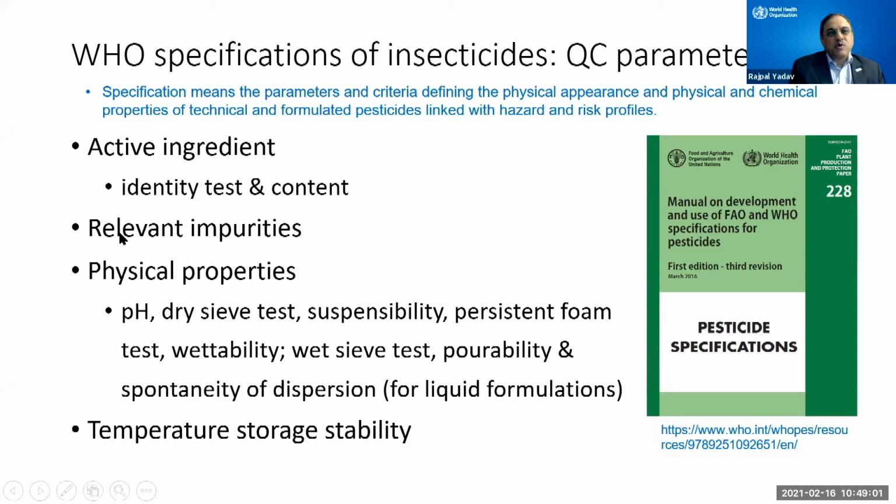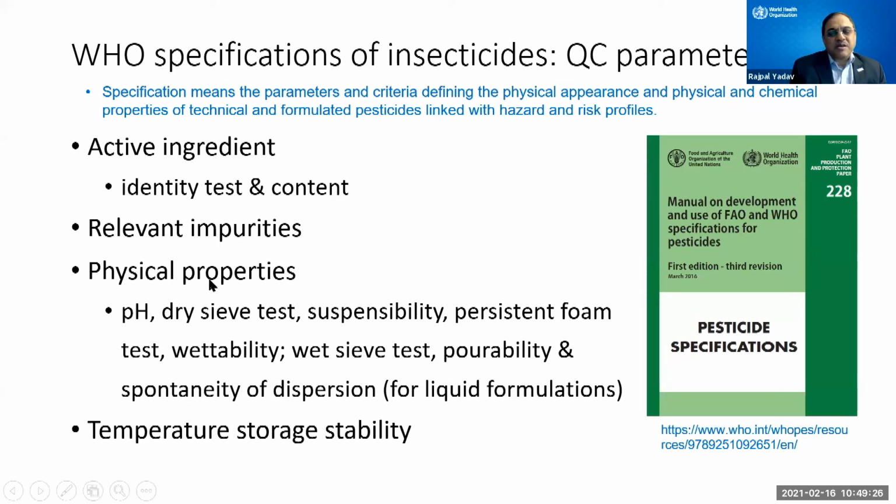In this specification, we also mention relevant impurities. Relevant impurities are toxicants that need to be specifically pointed out, because the quality control laboratories will then test for their presence or absence. But non-relevant impurities can also be present in a formulation. For example, water is a non-relevant impurity because it doesn't cause any harm.